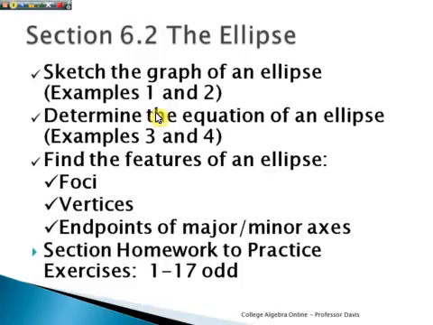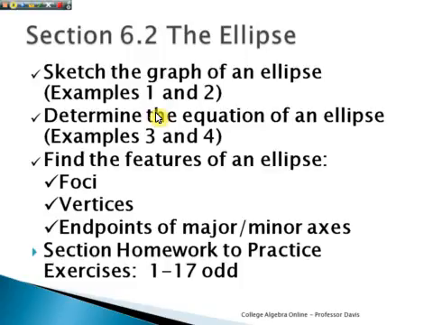So we want to be able to sketch a graph of an ellipse given its equation, and then we want to do the opposite. Write the equation of an ellipse given its graph and knowing some of its points on it. Examples 1 and 2 help with the former, examples 3 and 4 with the latter.